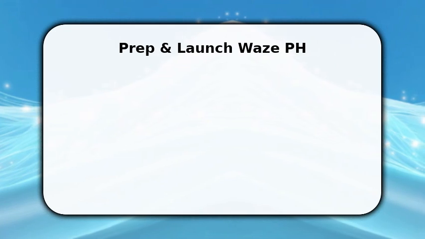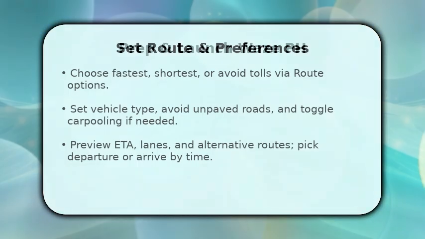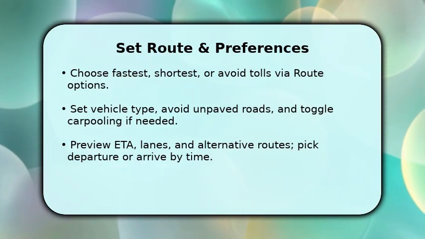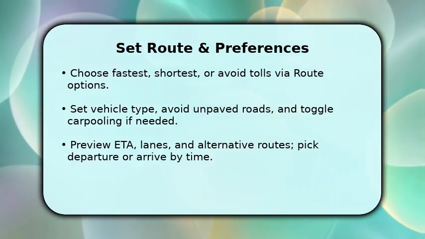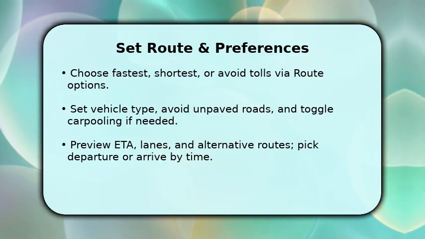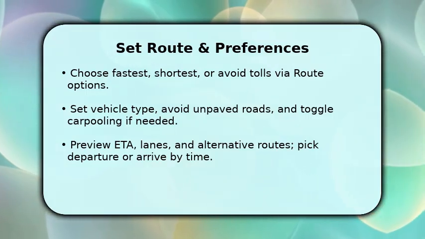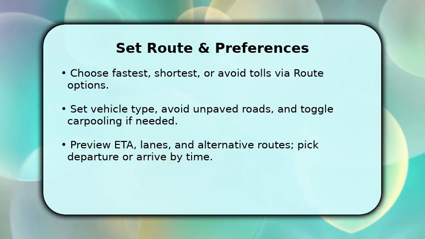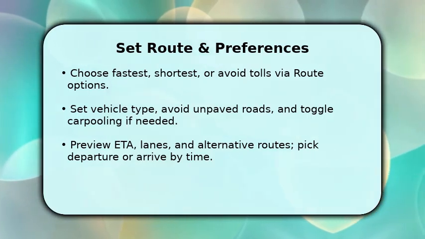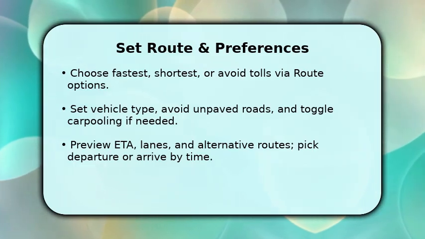Let Waze fetch live traffic before you move. With a destination entered, inspect the suggested routes and pick the one that suits your priorities: fastest, shortest, or avoid tolls. Tap route options to set vehicle type, avoid unpaved roads, and enable carpool lanes when relevant. Preview the estimated time of arrival and lane guidance so you know what to expect.